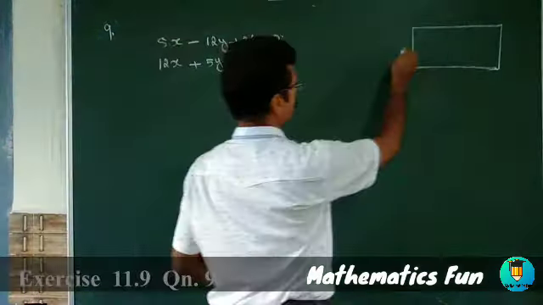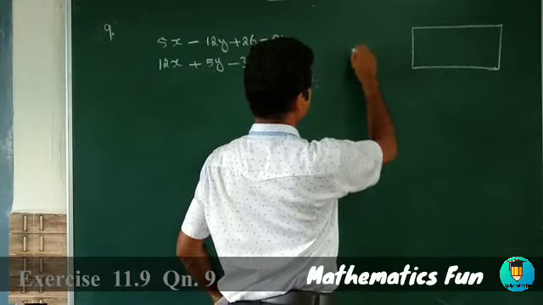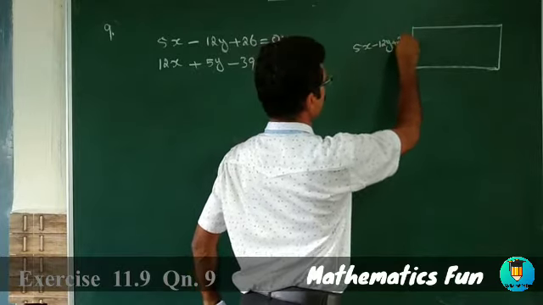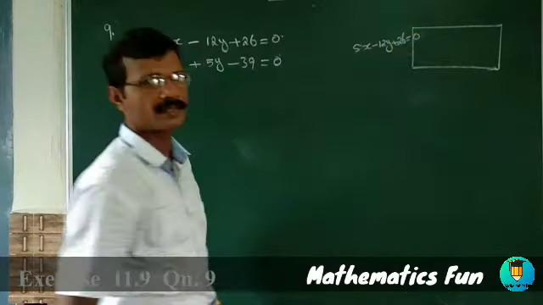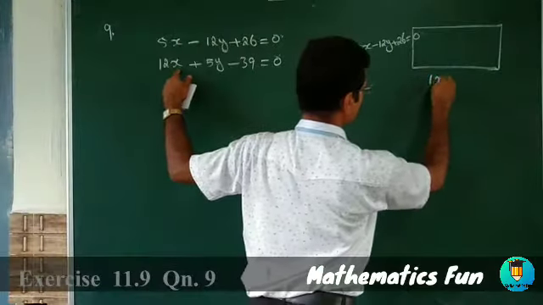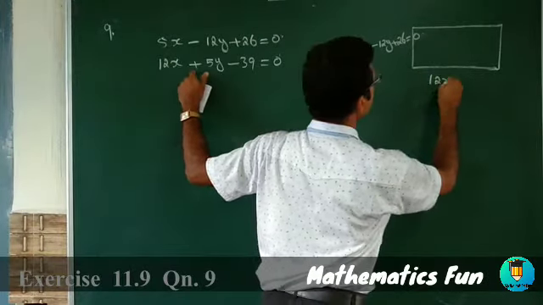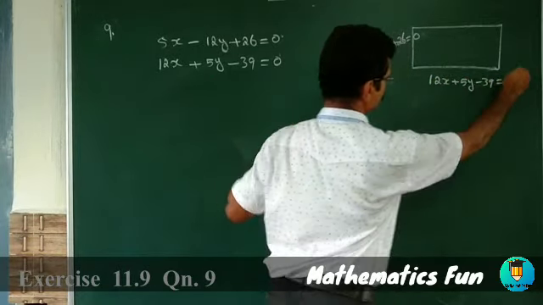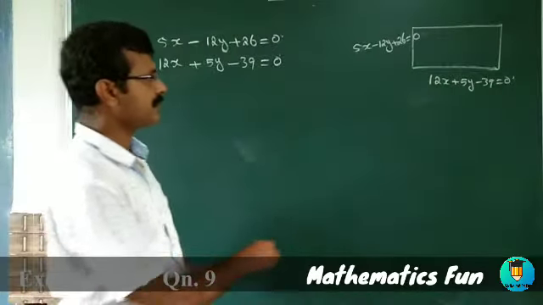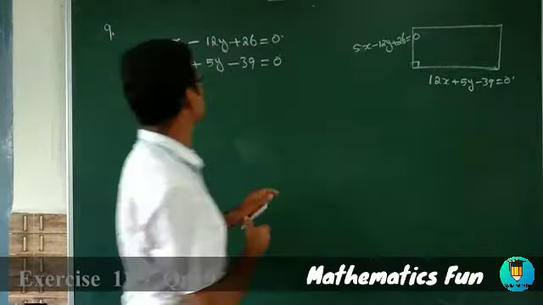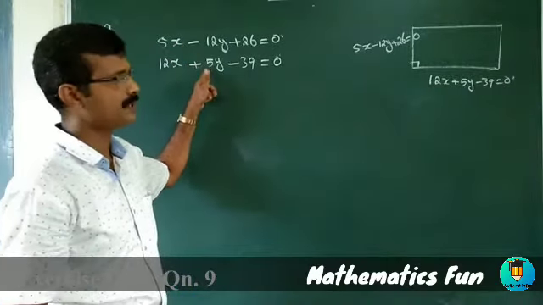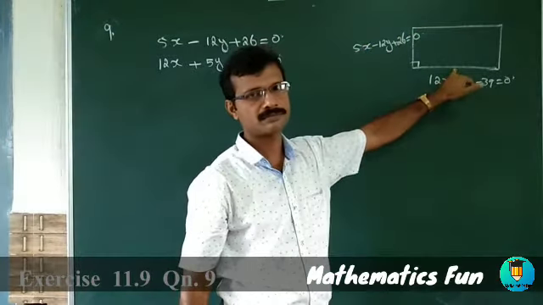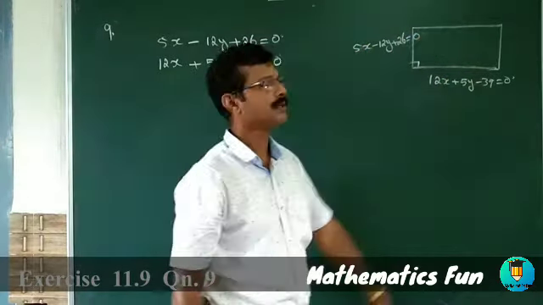That means I can say like this. This side I am taking as 5x minus 12y plus 26 is equal to 0, and the second side will be 12x plus 5y minus 39 is equal to 0. You have to identify that first of all, because they are perpendicular. If you look at the slope, they are perpendicular. That means if I take one side as this, then the other side will be this one. Or we can take this also.